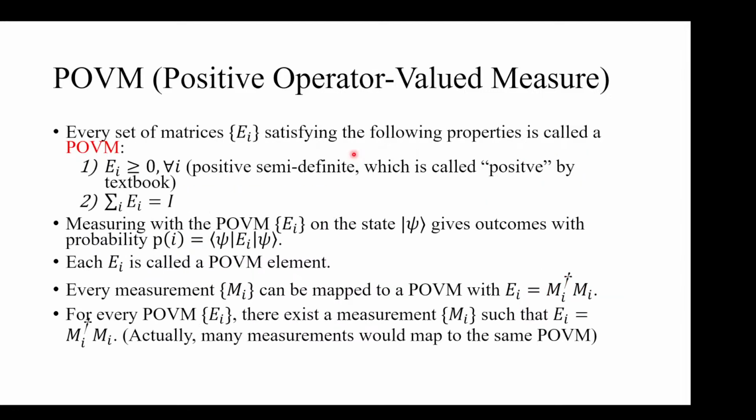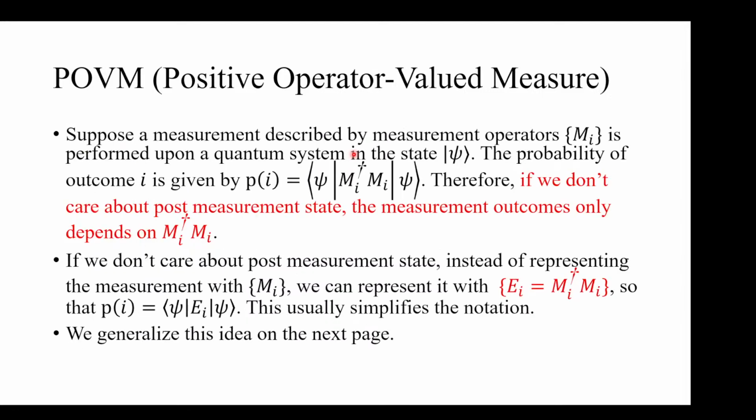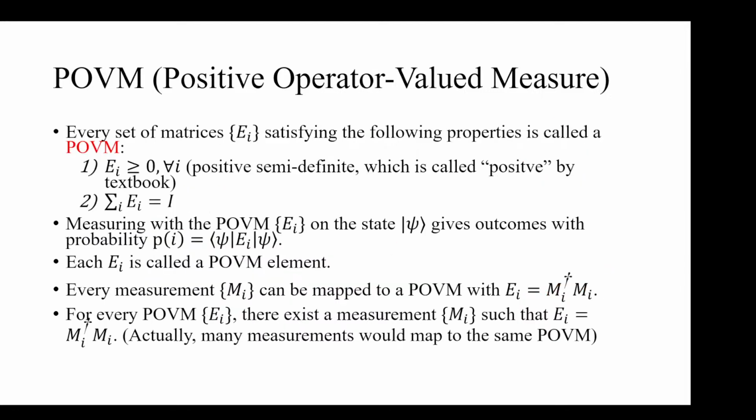Okay, and we can generalize this idea a little bit. From here, it's pretty easy to see that for every set of measurements, you can get a set of E_i. You just write every E_i equal to M_i dagger M_i. And actually, you can just write the E_i, and it will correspond to some measurement. So if you just start with a set of E_i, how do you know they are a good POVM, meaning that they correspond to some measurement?